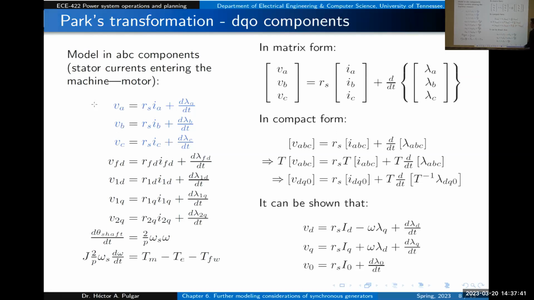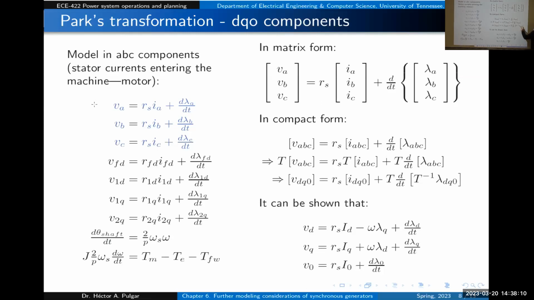But here is a little bit tricky. T depends on time, because T depends on the angle theta. And theta is changing in time because the rotor is rotating. If the rotor rotates at synchronous speed, that theta will increase linearly. So this is changing in time, so we cannot put it inside the derivative. So we will leave it there. But this can be expressed by using the inverse.